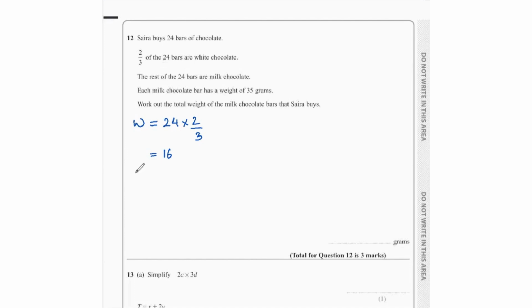Then it says the rest of the 24 bars are milk chocolate. So that means 1/3 of 24, which is 8. These are the milk chocolates. Each milk bar has a weight of 35 grams. So total weight is going to be 35 times 8, which is going to give us 280 grams.